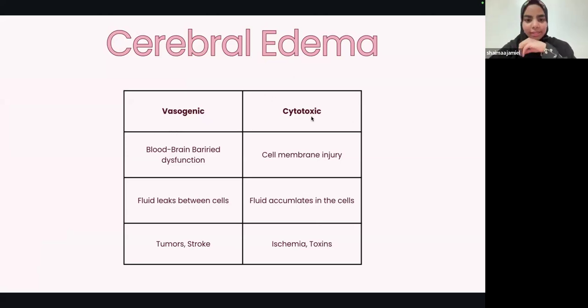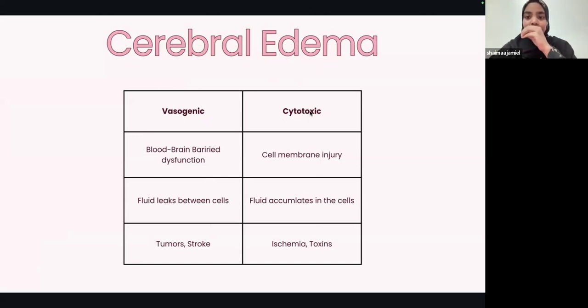So we have vasogenic and cytotoxic. Vasogenic from the name vaso, from the vessels. So there's a problem with the vessels. They got injured, they're leaking. So there's dysfunction of the blood-brain barrier. The fluid is leaking and it's leaking between the cells. So it can be caused by tumor, stroke, and many other things.